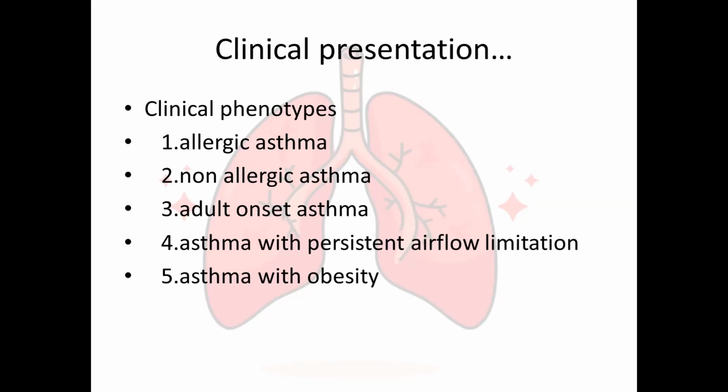Then adult onset asthma: some patients, especially females, report with asthma for the first time in their adult life, and always rule out occupational asthma in case of adult onset asthma. Then asthma with persistent airflow limitation. We already saw that in long-standing asthma, airway remodeling happens and airflow limitation becomes persistent. Then finally, asthma with obesity. Some obese patients with asthma have predominant respiratory symptoms with little underlying lung inflammation. So these are the common clinical phenotypes of asthma.